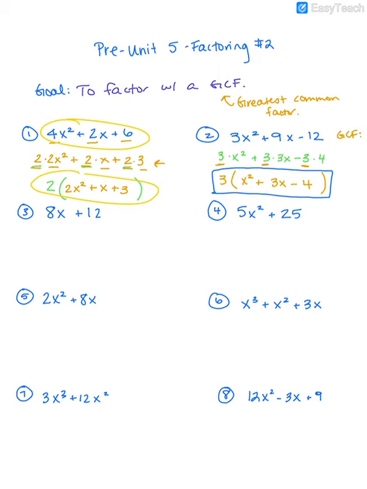All right, so let's try this next one. How about you guys try this next one? Try to come up with the GCF on your own. So what would the greatest common factor here be between 8 and 12? So go ahead and right now try to figure out that greatest common factor between 8 and 12.